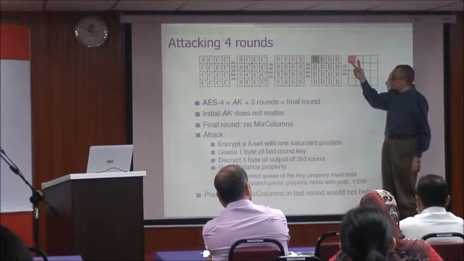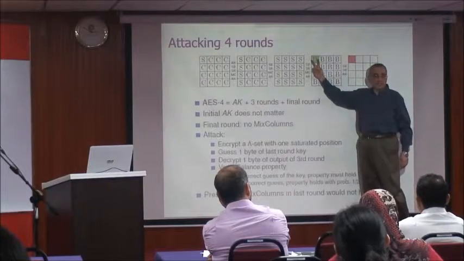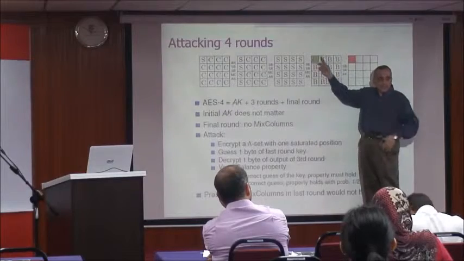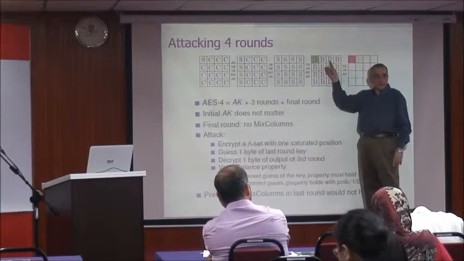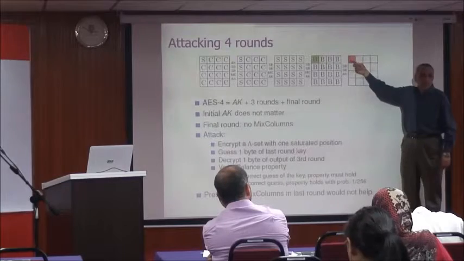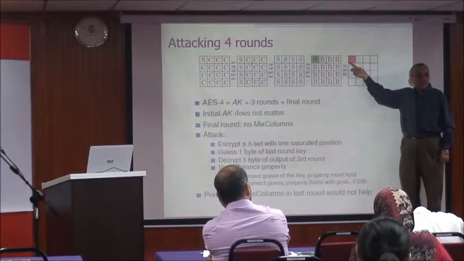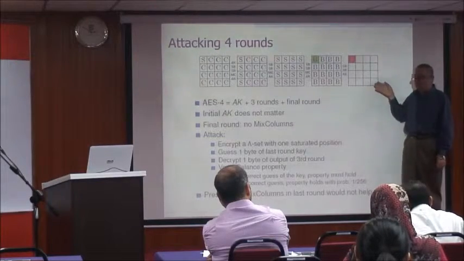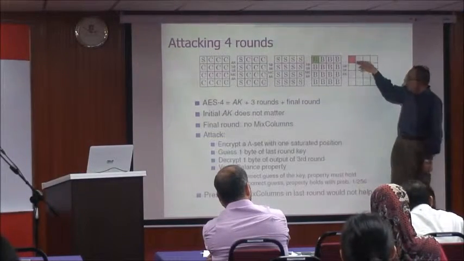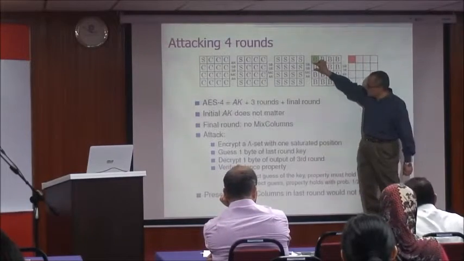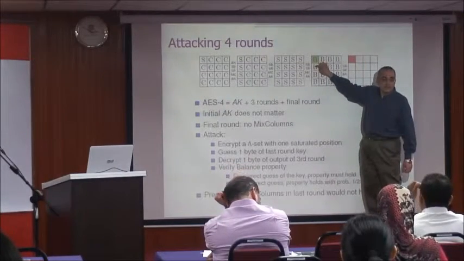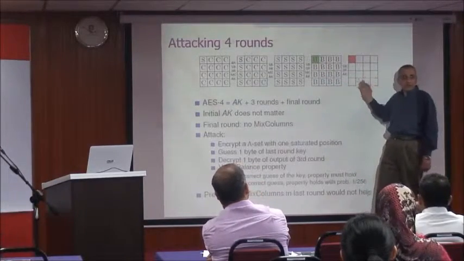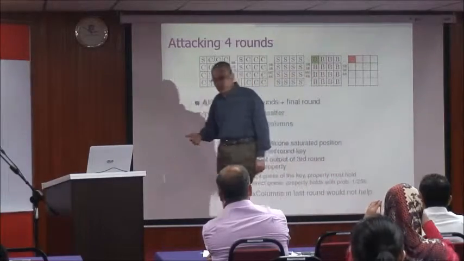If you guess the key for the last round, you are able to know the value of this byte. And then you verify that if your key guess is correct, then you know that these values, when you add them together, you should get a 0. If you don't get the 0, then you know that your key guess was wrong. So it's a very simple attack on 4 rounds AES that allows you to recover the key. You can just repeat the attack for this byte, and you test that this one is balanced and so on. So now this is an attack on 4 rounds. I'm going to show you how to extend it to 5 rounds.